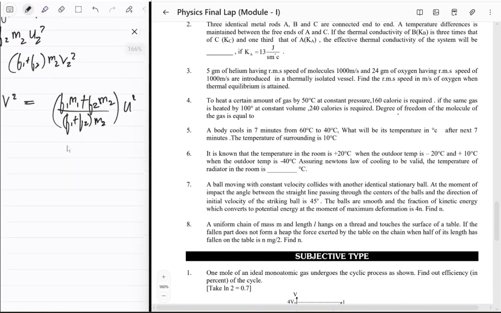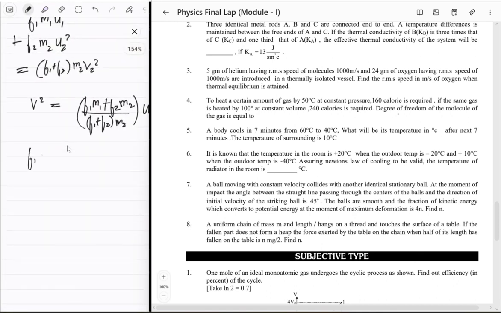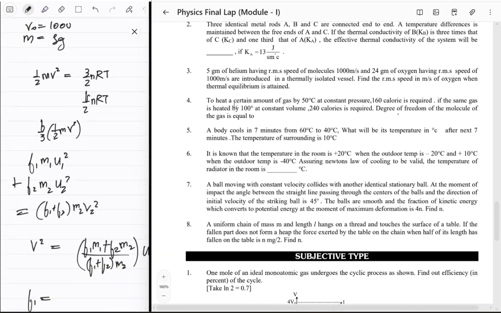Let's do it. So okay, let's just figure out what f1 is. So for helium, what is the, god, this is very weird. Where did my question go? It's the third question, right? What? So 5 grams of helium, whatever. What is its mass?